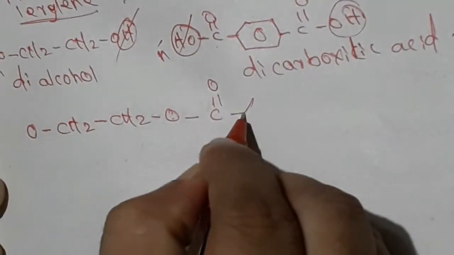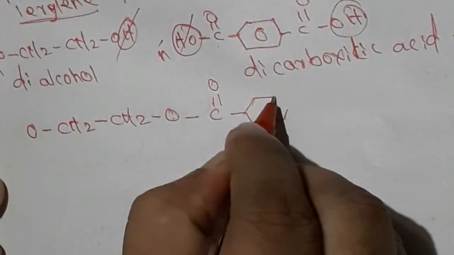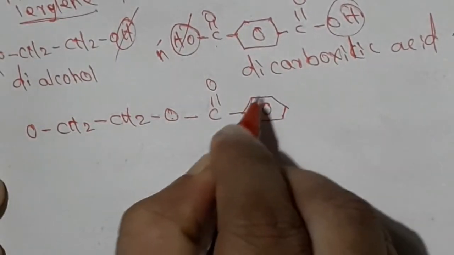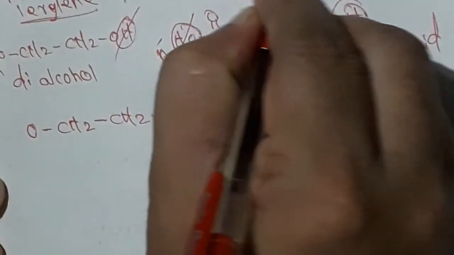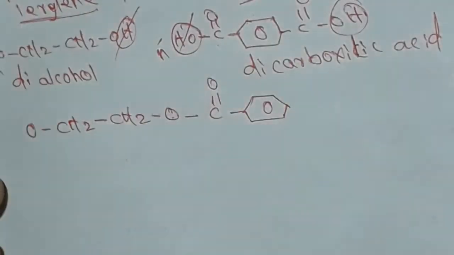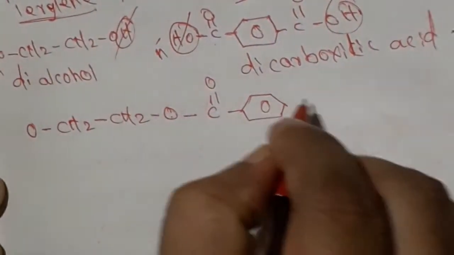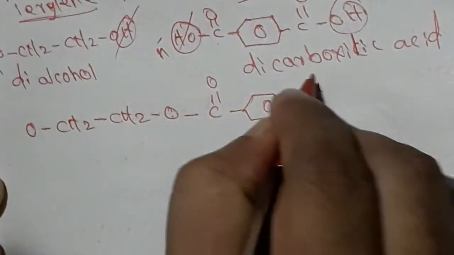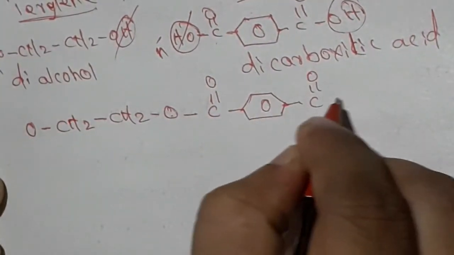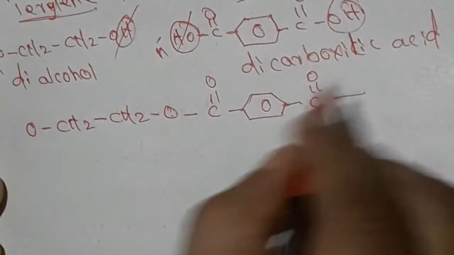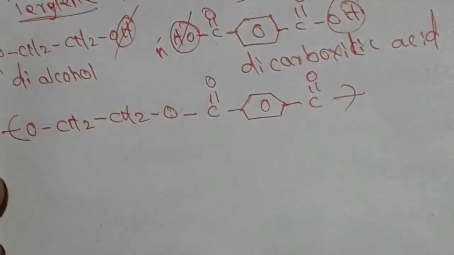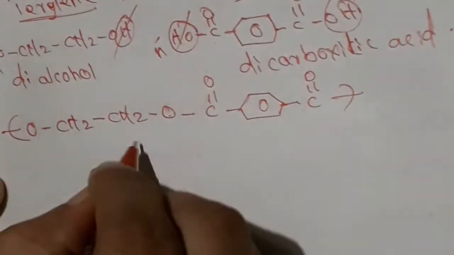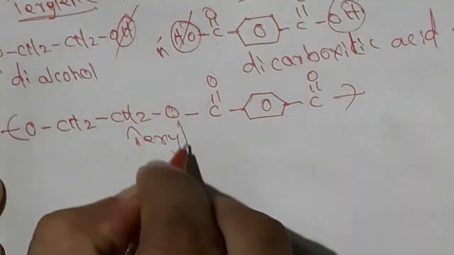And here, this type of ring structure is called benzene. Carbon double bond oxygen. Here no OH, OH removed. So this is the structure of terylene.